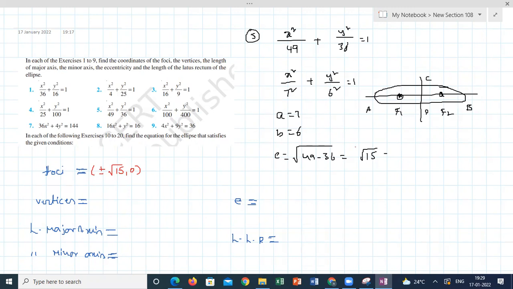9 minus 6, 3. 49, 36. How much? What is the answer? 40 minus 36, 4 plus 9, 13. Root 13, this is. Plus or minus root 13, 0. Which is the right answer? Students, please respond. Is the right focus?